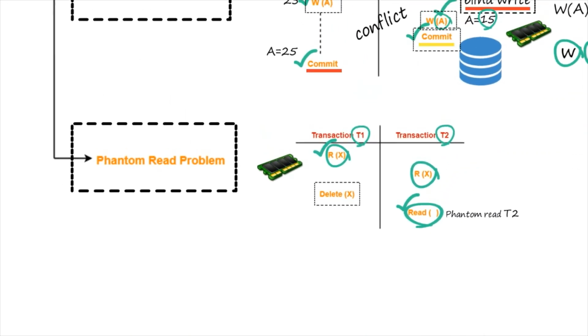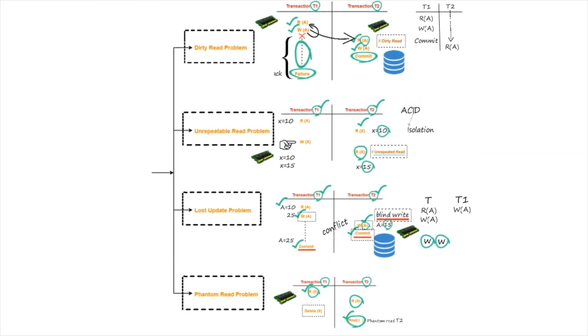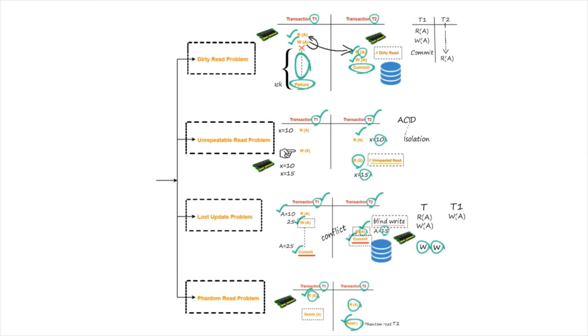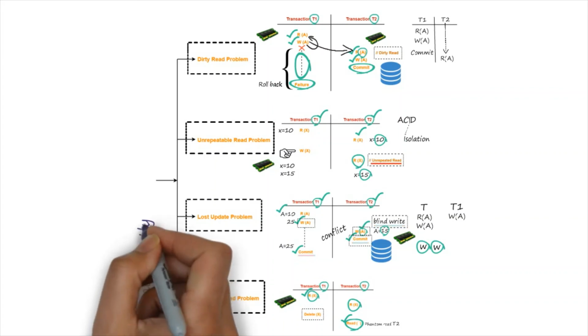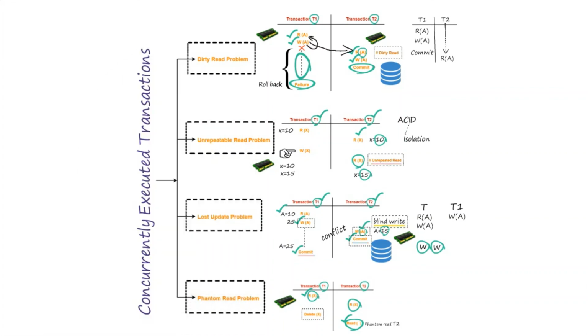So these are the problems that we may expect whenever we have concurrently executed transactions. So to ensure consistency of the database, it is very important to prevent the occurrence of all these problems. Means we must ensure that whenever we have many transactions executed in parallel or concurrently, this kind of problem should not occur.